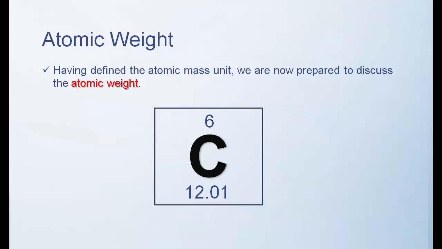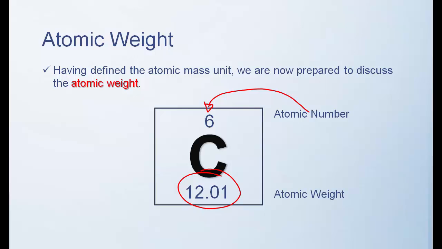And so if you look at the periodic table, you see some kind of entry like this for carbon. Okay, and what do we see here? We said last time this number here refers to the atomic number. Well, the mystery is, what does this number down here mean? That is the atomic weight.